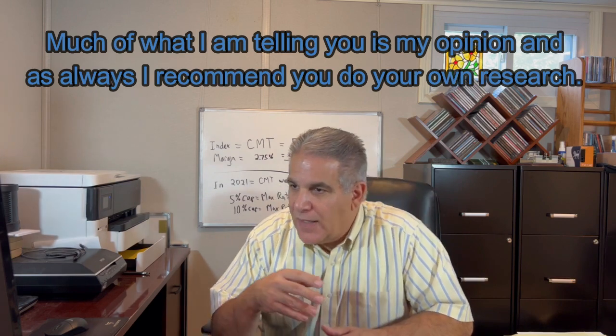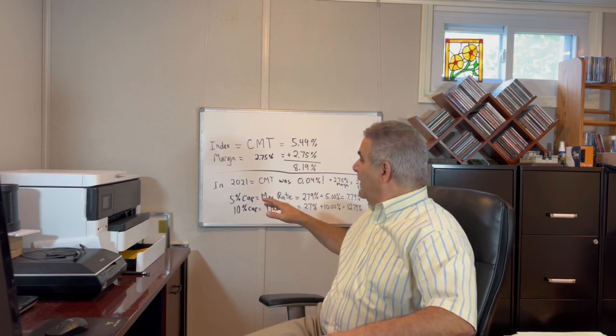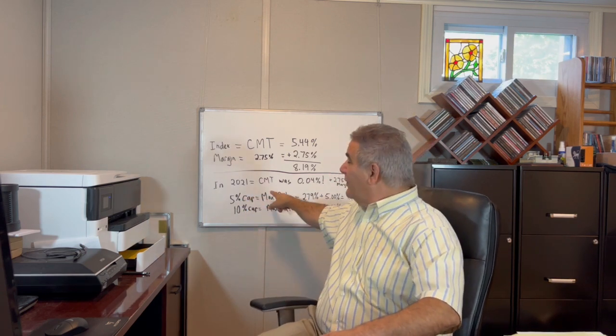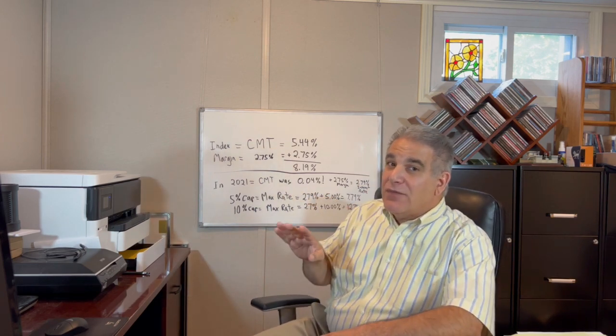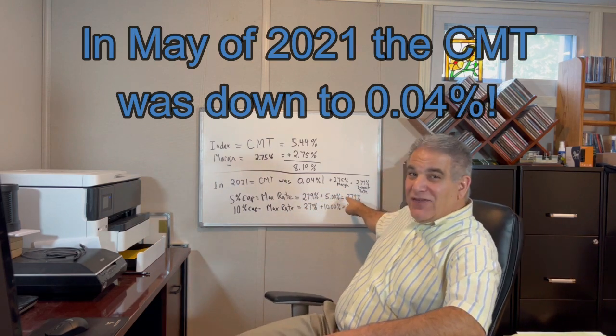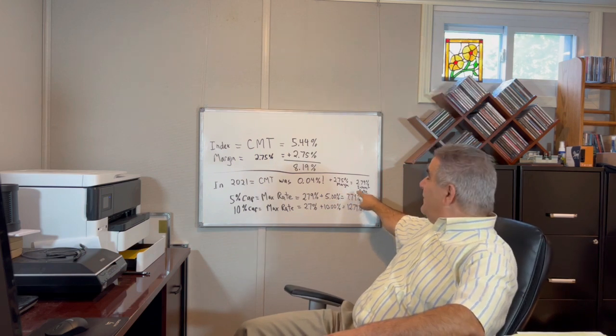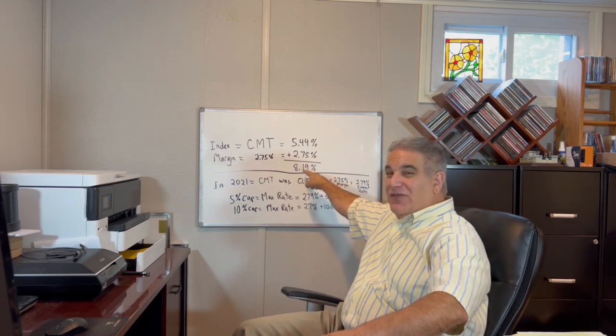Now, a good example of how interest rates change is in 2021, the CMT was at 0.04%, not 4%, 0.04%. So if you add the 2.75 margin to that, your interest rate is 2.79 as opposed to 8.19. Huge difference.